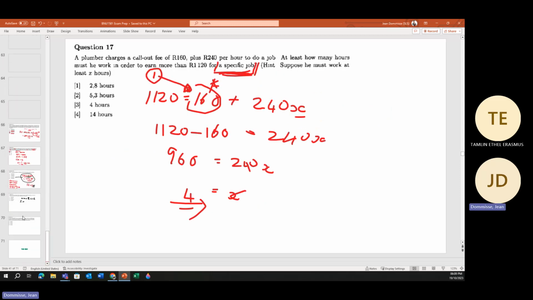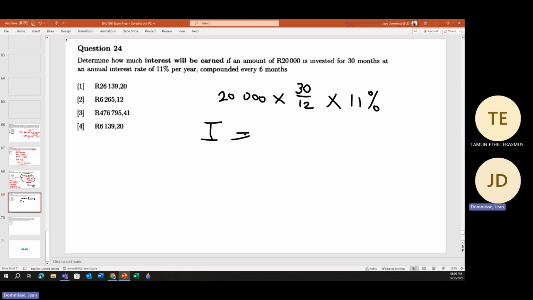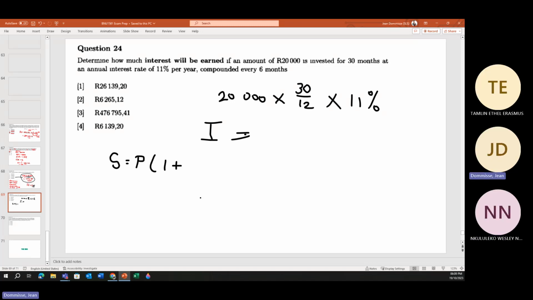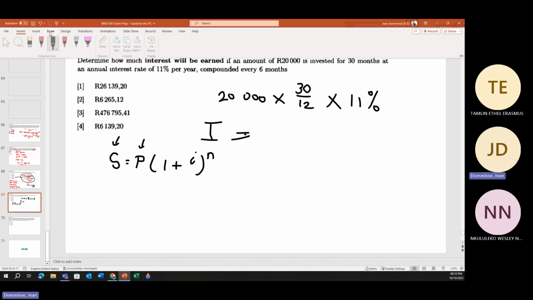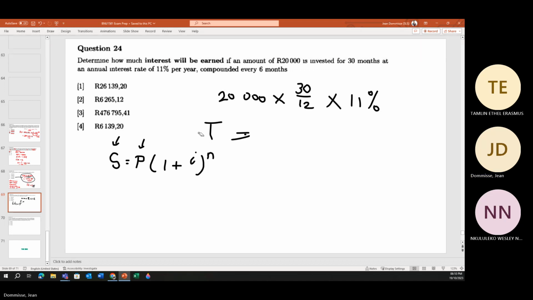I just need to remember what the interest formula was, but else we can also look at it quickly from this way, that we look at it from the interest. That formula, and then we have the P, so if we get the S, we can subtract the two. So let me quickly do it that way around.